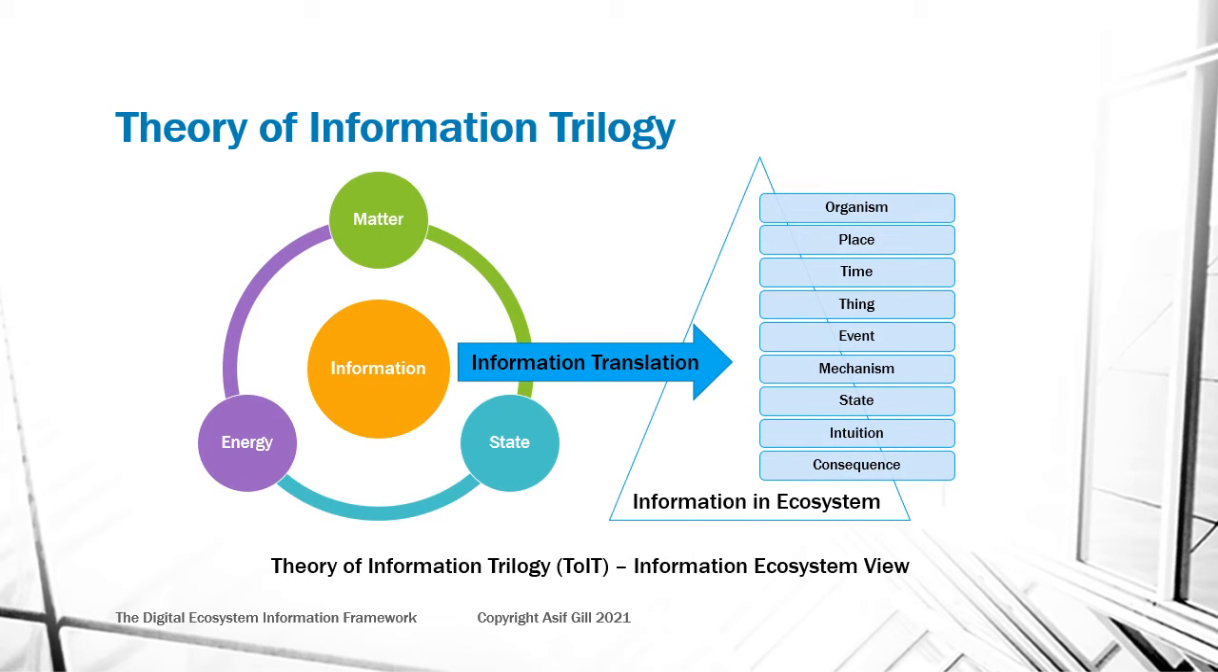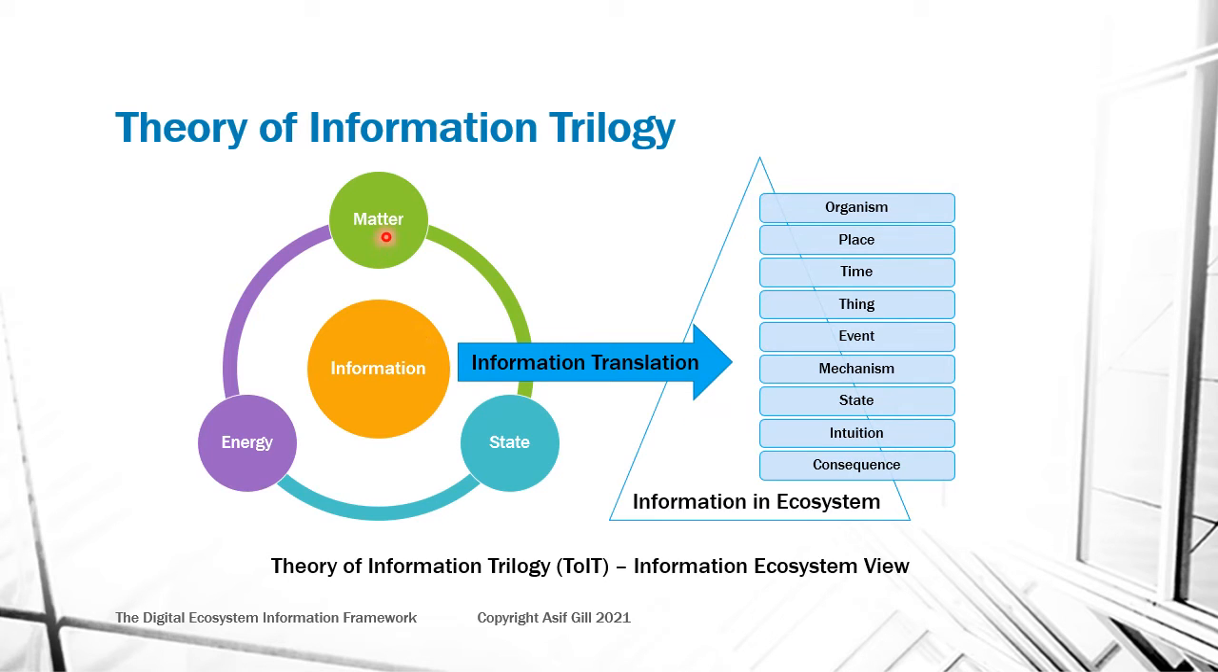Taking this further to explain the Theory of Information Trilogy: information is matter, or energy, or state, but what do we do with it? The key is that, in order to identify information around us, we can use these three basic concepts from nature, and we translate that information for our own information ecosystem. So now we're moving away from a natural ecosystem to a more information-oriented ecosystem.